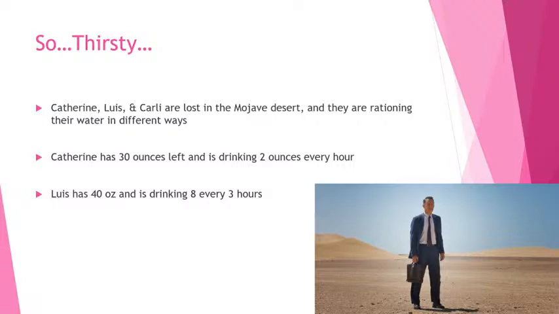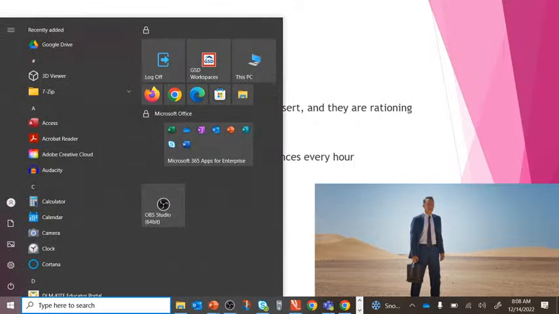So every hour, Catherine takes a sip. Luis waits much longer, but he takes more water. Every 3 hours, he drinks 8 ounces. Can you guys come up with a table, an equation, and a graph to represent that? I'm going to give you a minute to talk about it, and then I'm going to start his table to give you guys kind of a hint, okay? Talk it out and teach.